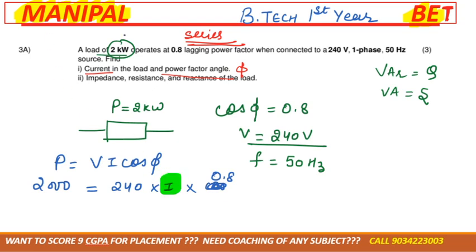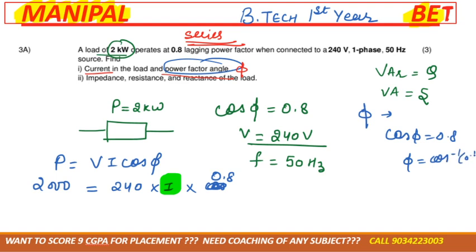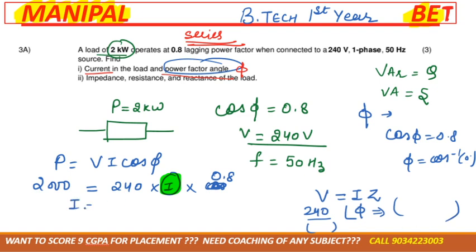Next we need to calculate the power factor angle, that is phi. Cos phi is 0.8, phi is cos inverse. Next they are asking impedance, resistance and reactance. So V is equal to I into Z, correct? Voltage is 240. Current we can get from here, and the angle is phi. Can you convert it into the rectangular form? First calculate the value for current.